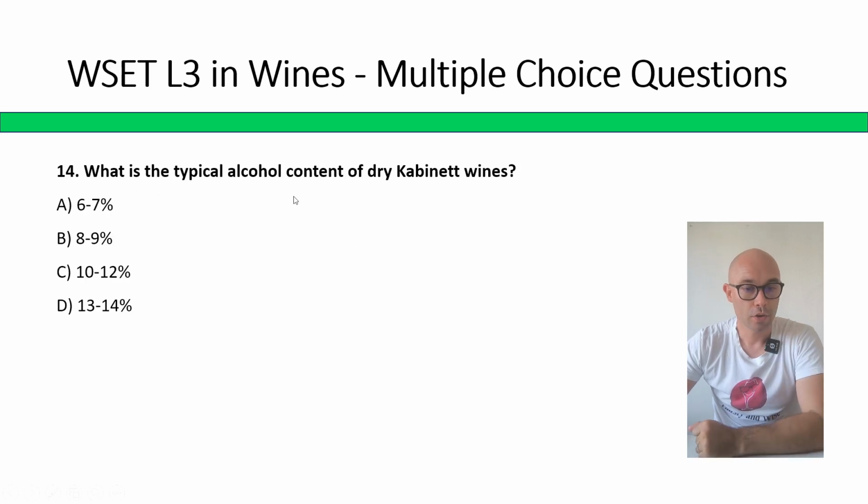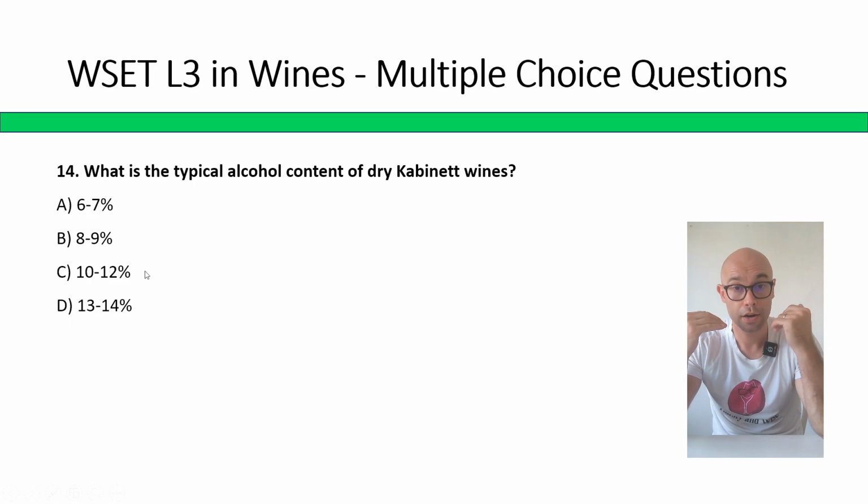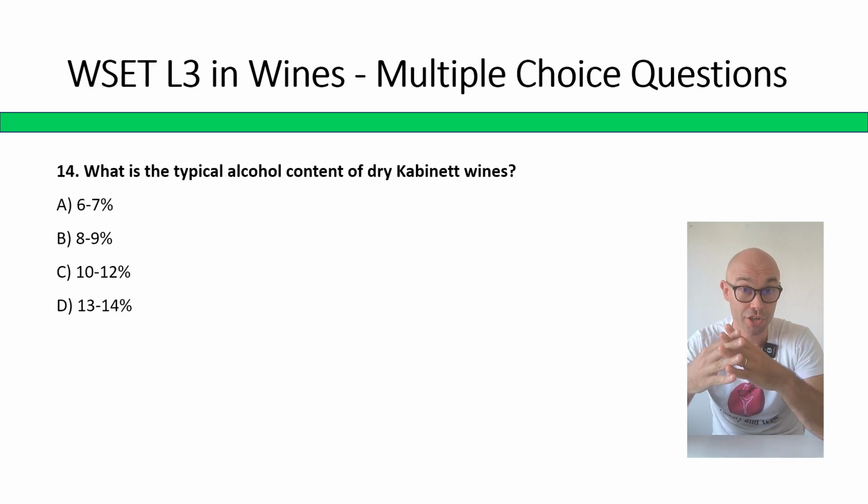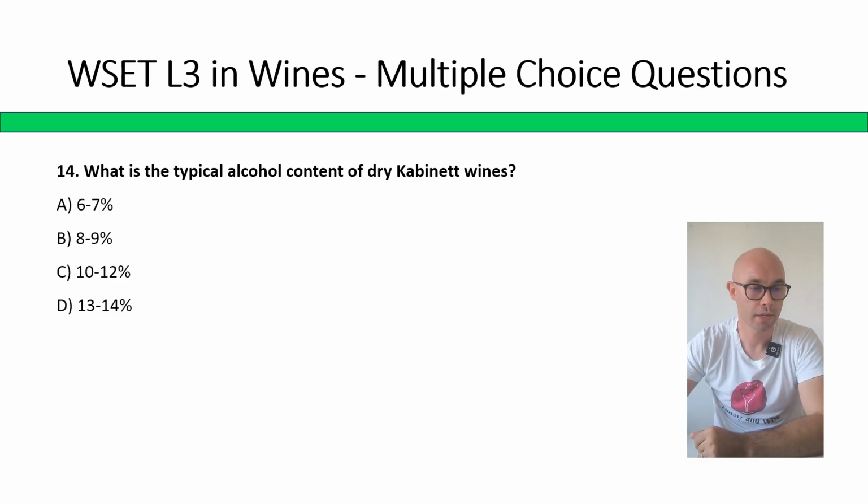What is the typical alcohol content for dry Kabinett wines? 6 to 7, 8 to 9, 10 to 12, 13 to 14% alcohol. The correct answer is C, 10 to 12. So when Kabinett wines finish fermentation all the way through, the wines are between 10 and 12% alcohol.